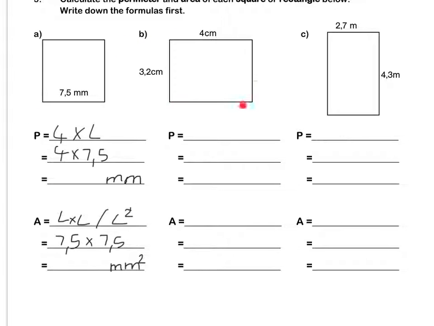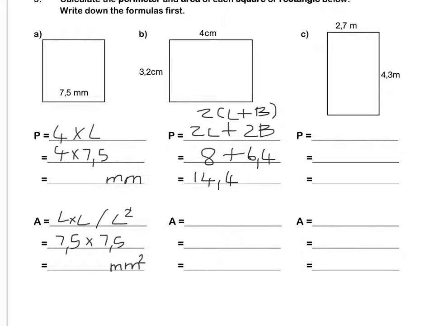Question B. We have a rectangle. Remember, it has 2 lengths and 2 breadths. Therefore, its formula is 2 lengths plus 2 breadths, or 2 times length plus breadth. I'm going to use this formula. So we say 2 times 4 centimeters, which is 8 centimeters, plus 2 breadths. 2 times 3,2 is 6,4. Then we add up, so we have 14,4, and very important, our unit is centimeters.